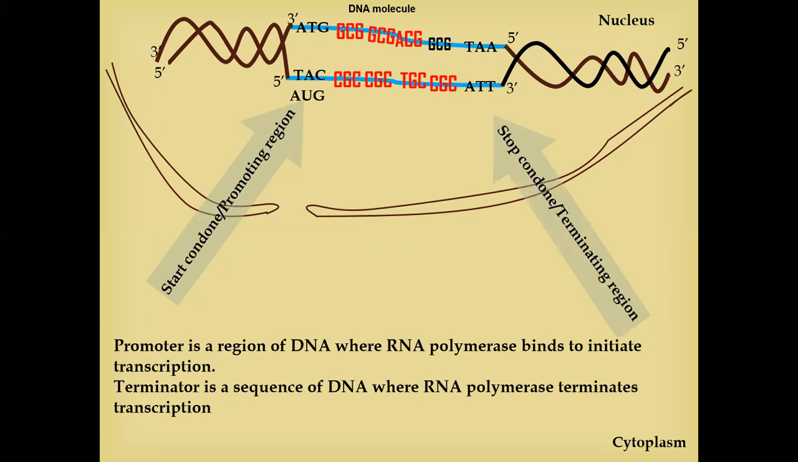This terminator region contains a stop codon. For example, adenine, thymine will make uracil, adenine on messenger RNA. So the terminating region is a region of the DNA where RNA polymerase terminates the transcription. So the transcription region is confined between the promoter region and the terminator region.